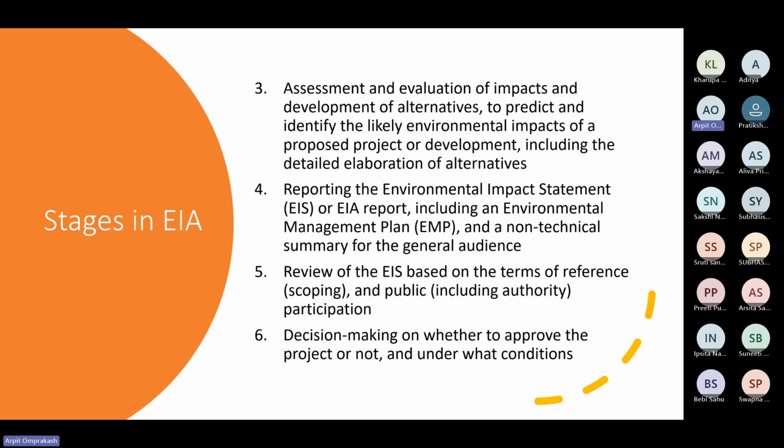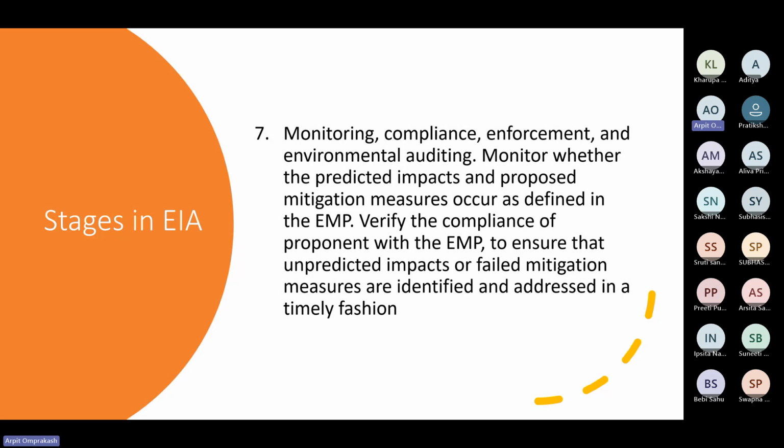But this is not the final step. The final step is, even after we have decided to proceed with the project, monitoring, compliance, enforcement, and environmental auditing. So basically, we are monitoring whether the predicted impacts and the proposed mitigation measures that were defined in the management plan, EMP, are basically working. Verify if the company or the developer is basically compliant with the EMP, to ensure that there are no unpredicted impacts or failed mitigation measures. And basically, if there is something like this, it should be addressed in a timely fashion.